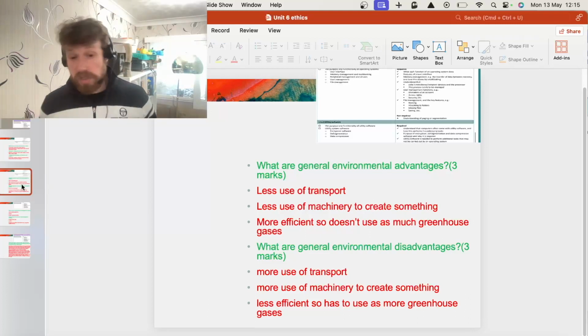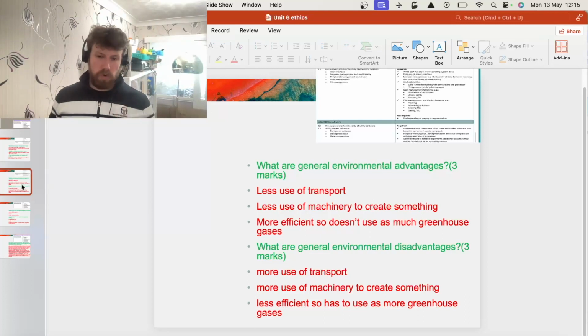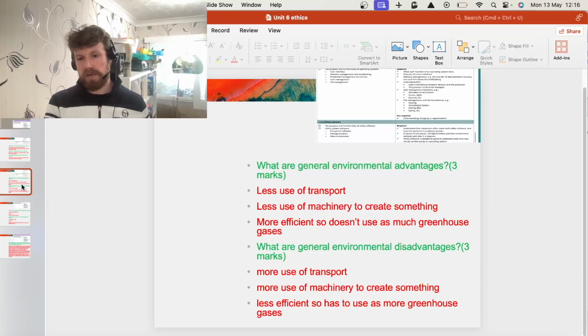The disadvantages are just the inverse. More transport, more greenhouse gases. More use of machinery, so that's going to mean that you need more raw materials, that's a bad thing. Less efficient, you need more greenhouse gases to power it.